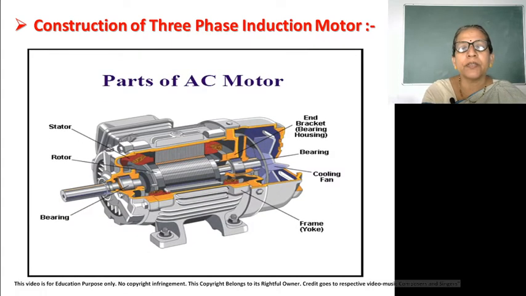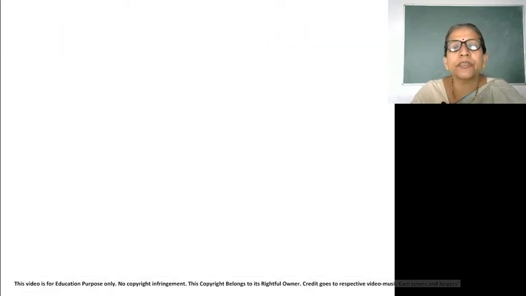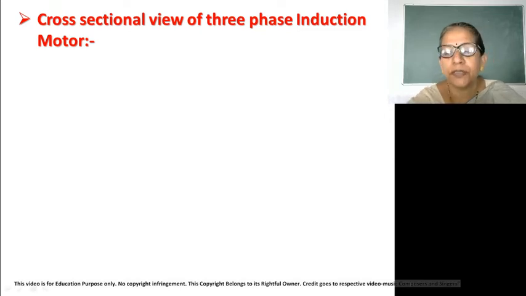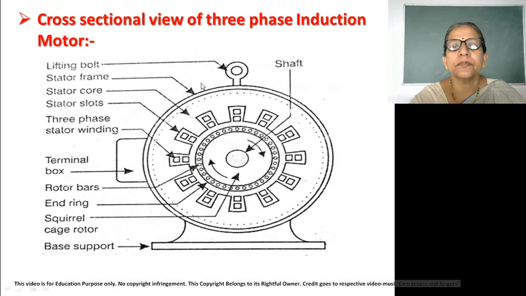The first diagram I have shown is the parts of an AC motor. In general, for any AC motor, the main parts are the stator, rotor, cooling fan, frame, bearings, end brackets and so on. This is a cross-sectional view which we are going to study now. In this cross-sectional view, I have shown all the parts of this particular machine. The outermost part is the stator core.